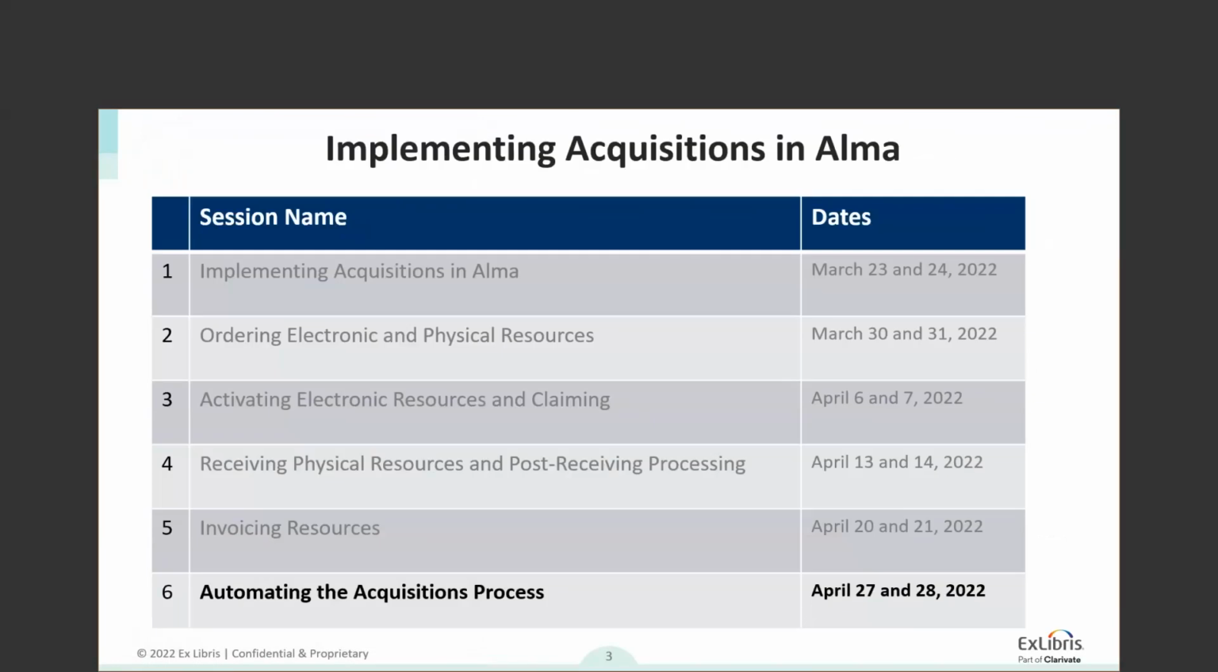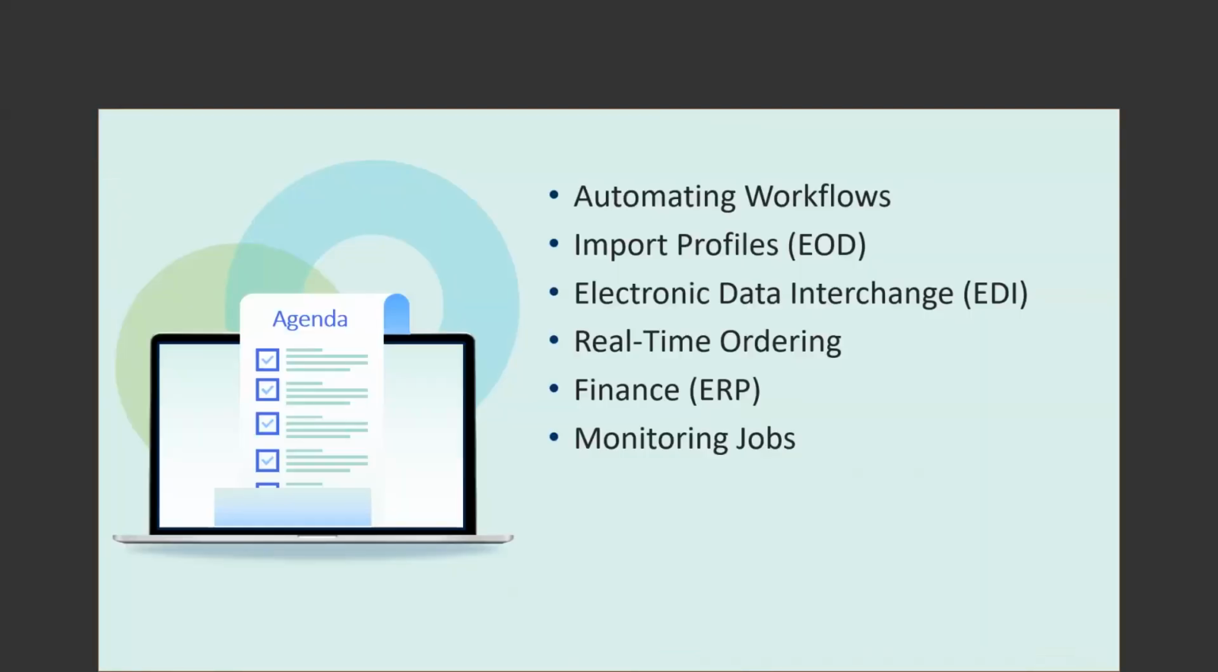So here we are, the final week, week 6, closing out this series. Our topic here is we're going to talk about automating workflows, and then we're going to get into the different tools that are built into Alma to help you do this. Import profiles using embedded order data. Talk about the EDI, electronic data interchange communication standard. Talk about real-time ordering options you have. Sometimes we used to call it real-time acquisitions. Now it's called real-time ordering. You might see references to either in our documentation. Finance integration, which we did touch on last week. And I have some of the same slides in here just because we're talking about integration. Monitoring jobs. If you are familiar with Alma, that shouldn't be new, but just reminding you where that is.